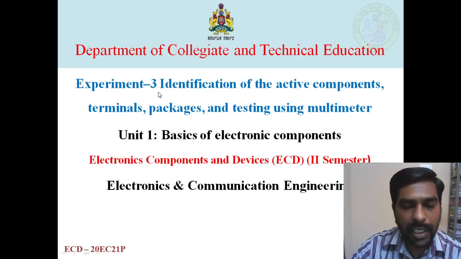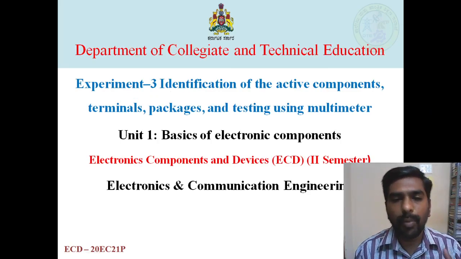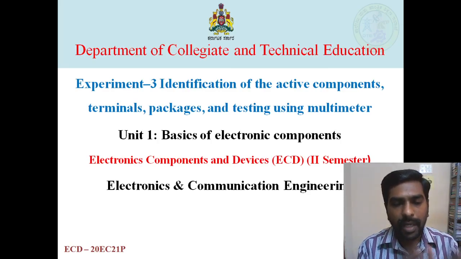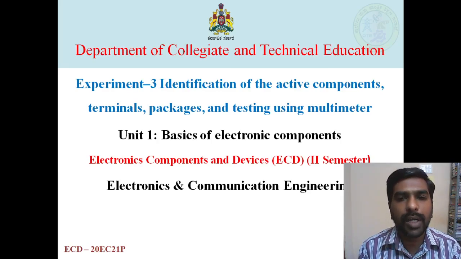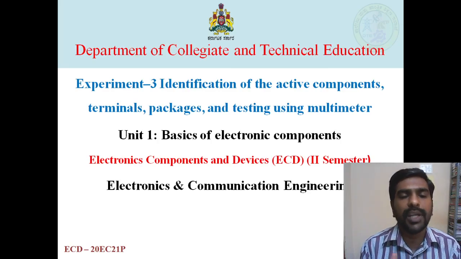In session number 3 theory, I explained the three active components. One is the diode, Zener diode, and another is the BJT: how they look, the different types, and the applications, terminology and packages. Everything we discussed in the theory part. In this part, we're going to identify the terminology and test whether it is working or not.